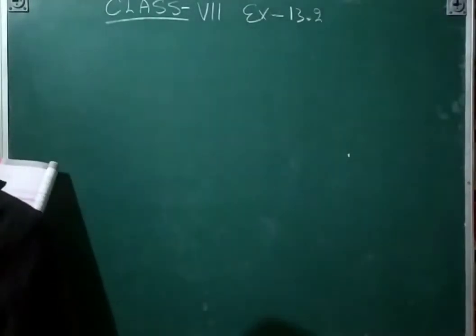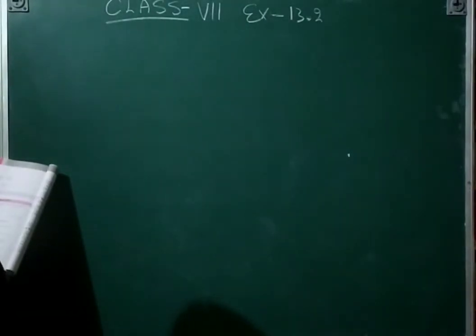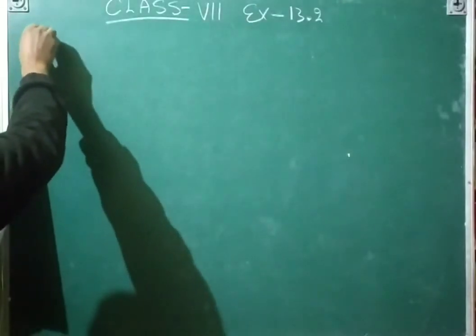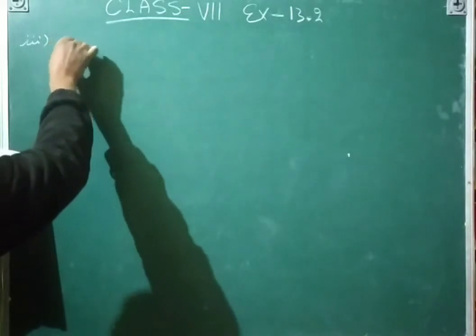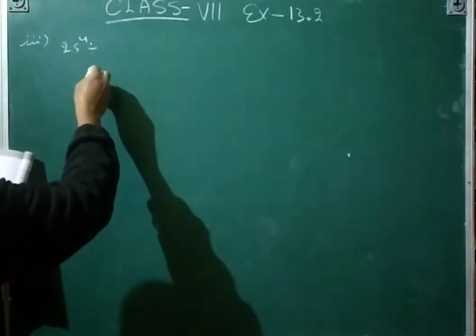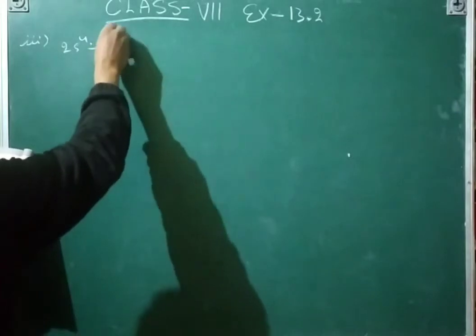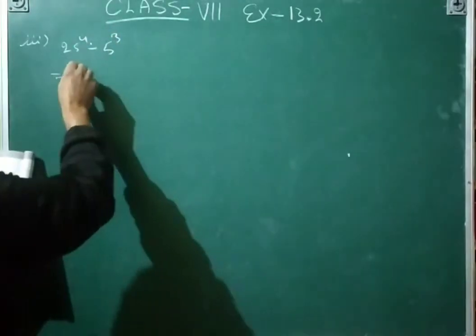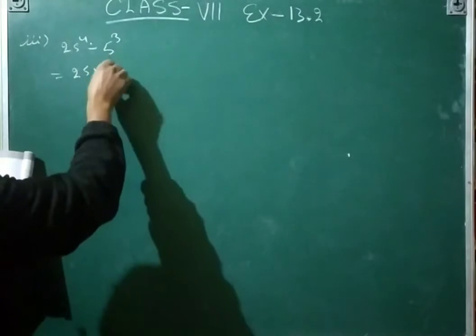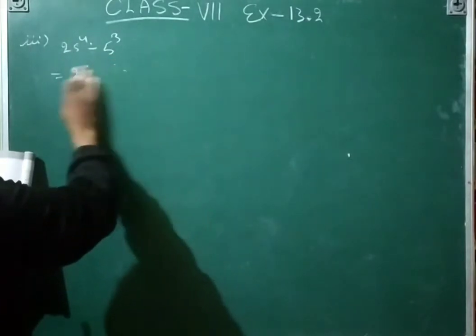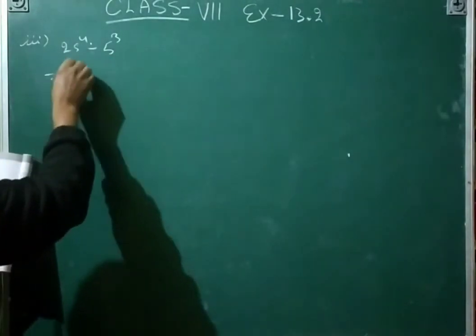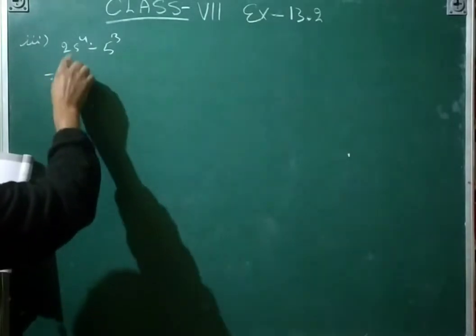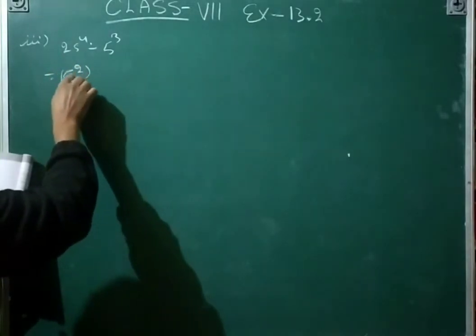So the third part also you can do, and the fourth part also you can do, no problem. See the third part, something is different here: 25 power 4 divide 5 power 3. You can write 5 power 2 as 25, 5 times 5 is 25.